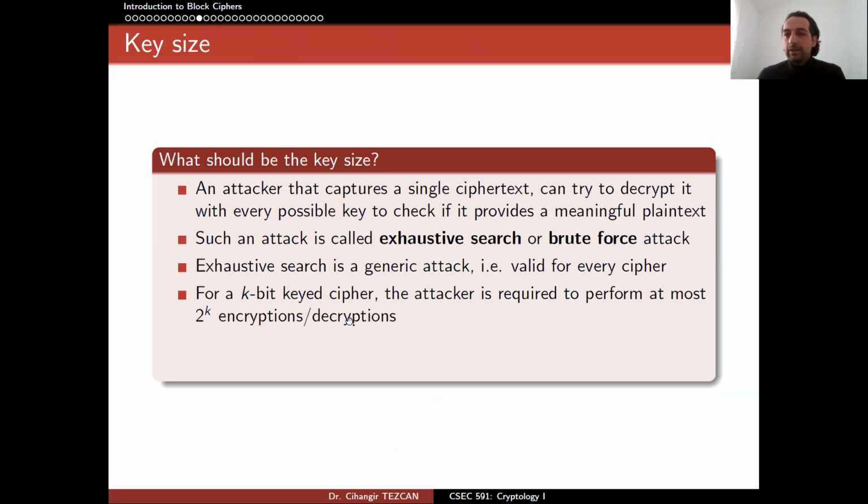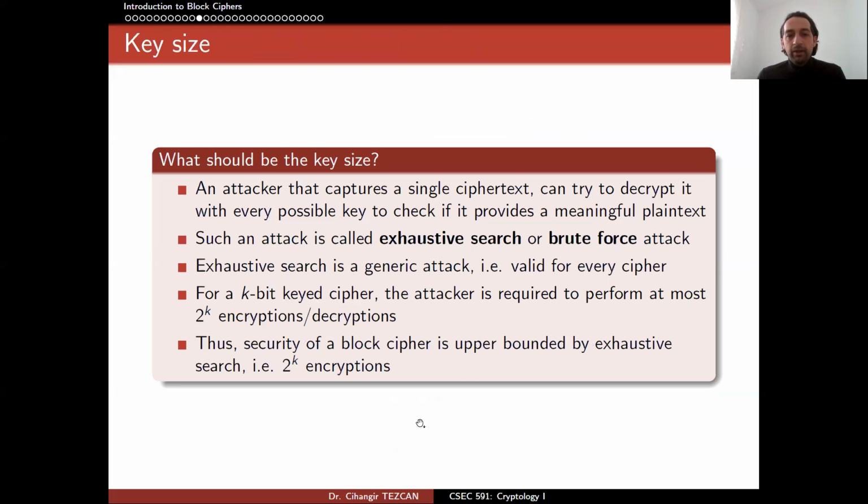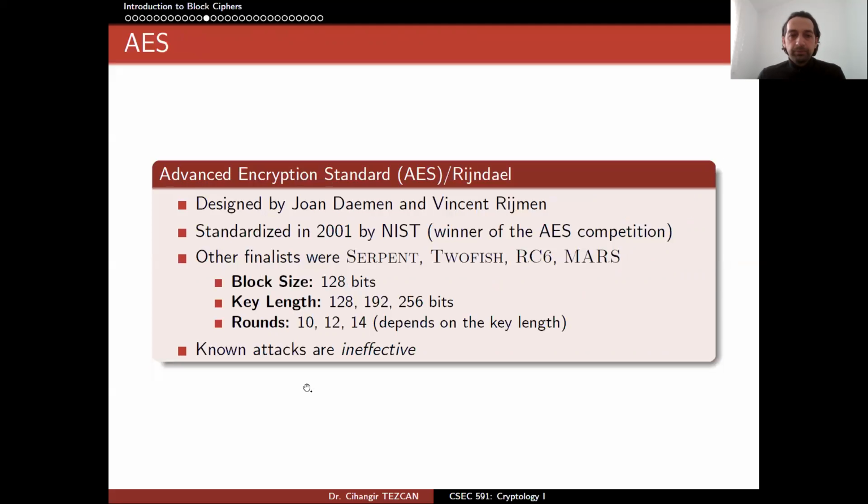The important thing is that this is not a weakness of the cipher. Exhaustive search is a generic attack, so it is valid for every cipher because somebody can try every possible key anytime. So the security of a block cipher is upper bounded by exhaustive search, which is 2 to the k encryptions. So since this has a 56-bit key, you can break this by performing 2 to the 56 encryptions.